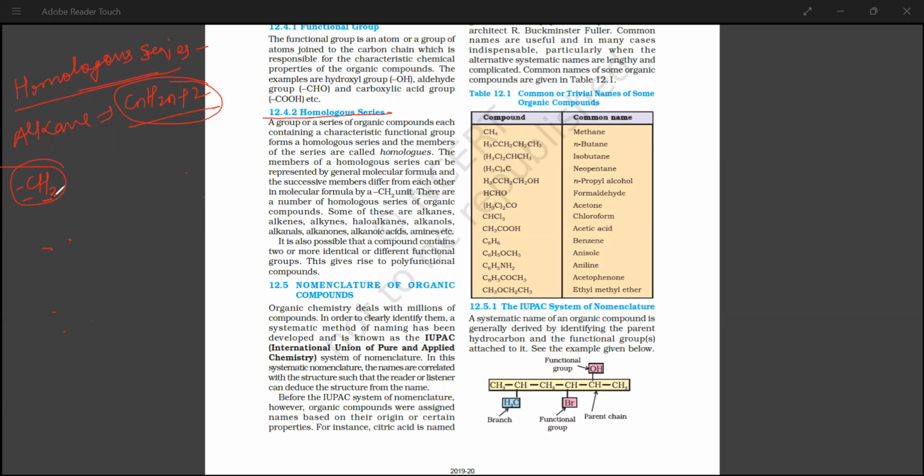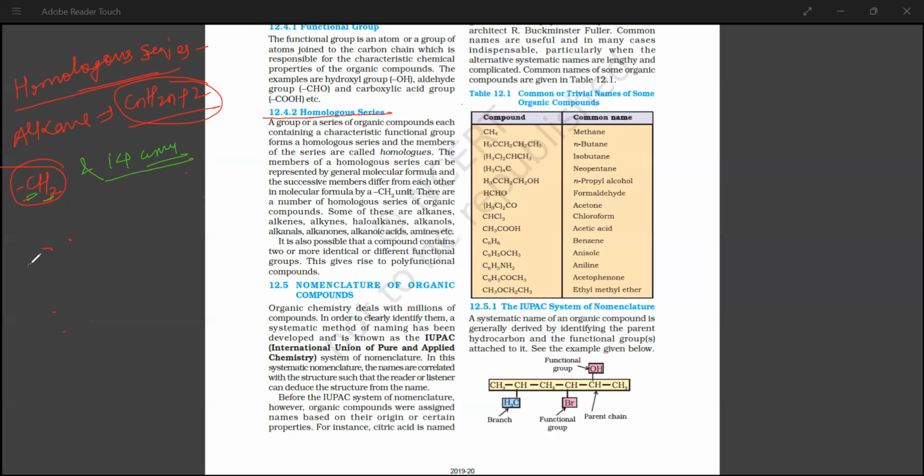And the second difference is in atomic weight: between two consecutive members it will always be 14 AMU. This is 12 and this is 2, so 12 plus 2 is 14. So one carbon atom and two hydrogen atoms will be the difference between two consecutive members of the same homologous series, whatever that series is, and by weight the difference will be 14 AMU. This is the characteristic feature of a homologous series.